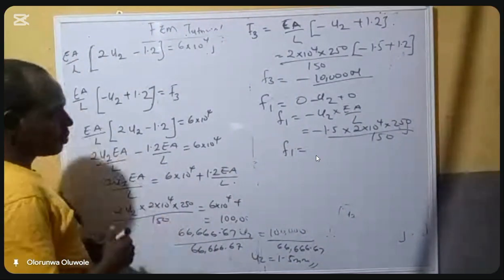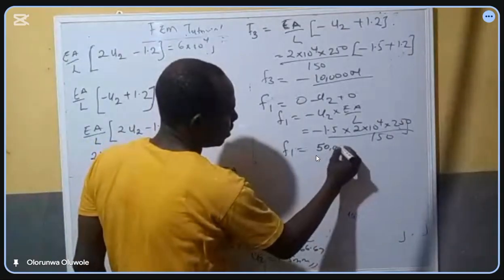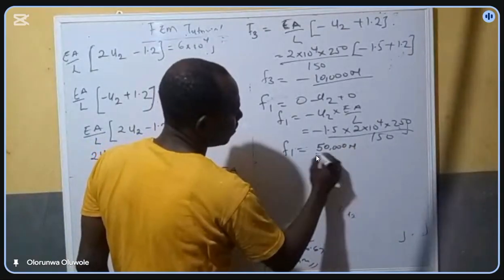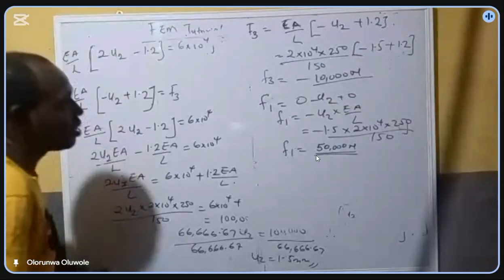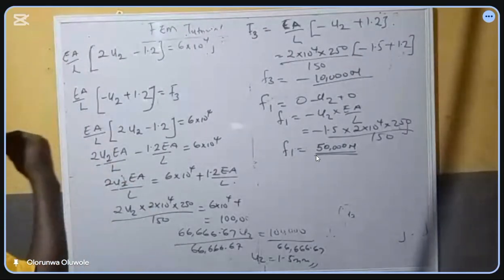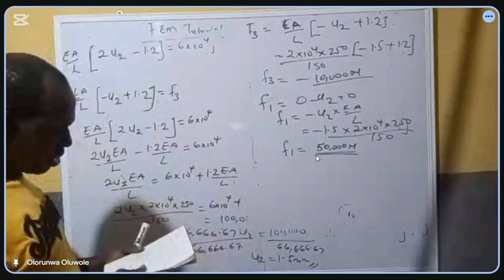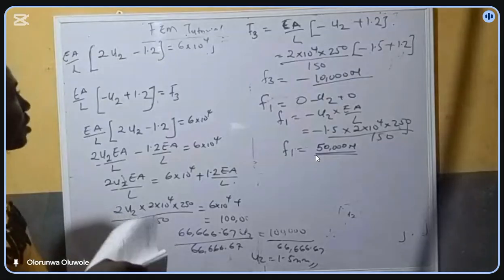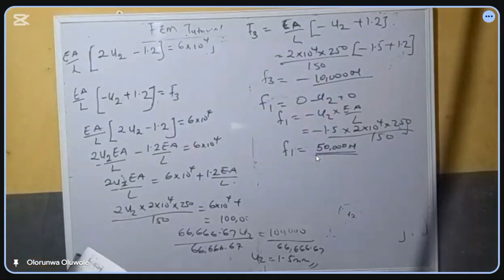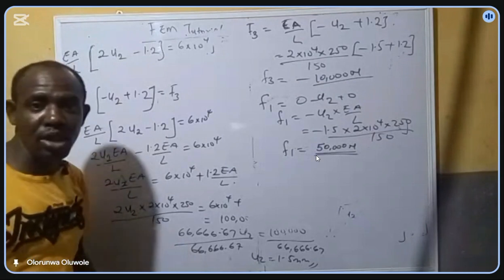50K. Is it plus or negative? Positive. So those are the reactions at the end of the bar. Any question? We are moving on to the beam now. Any question?